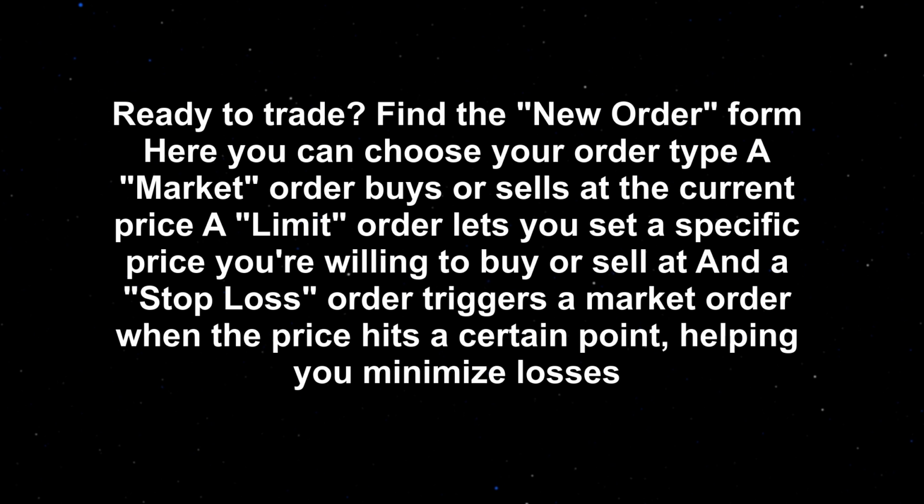Ready to trade? Find the new order form here. You can choose your order type. A market order buys or sells at the current price. A limit order lets you set a specific price you're willing to buy or sell at, and a stop loss order triggers a market order when the price hits a certain point, helping you minimize losses.